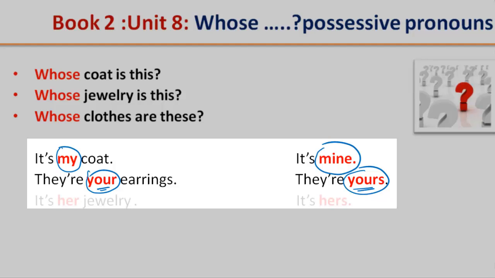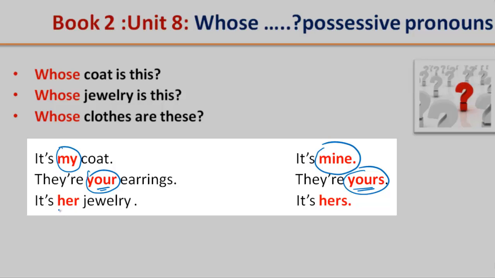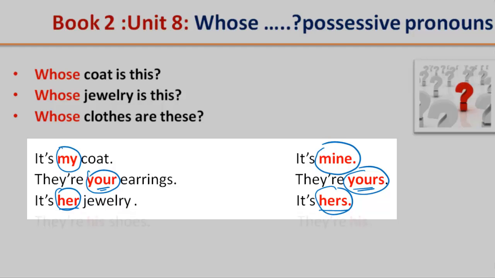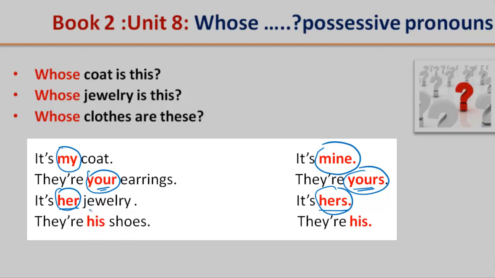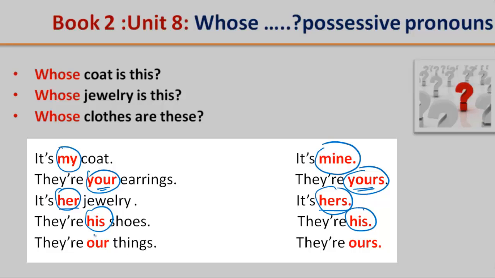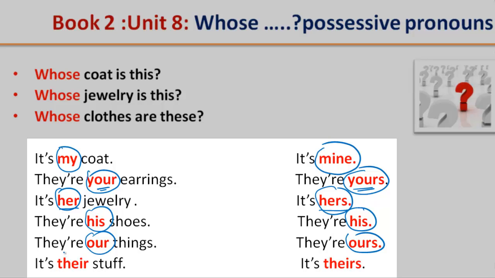Let's look at more examples. It's her jewelry, it's hers. They are his shoes, they are his. They are our things, they are ours. It's their stuff, it's theirs.